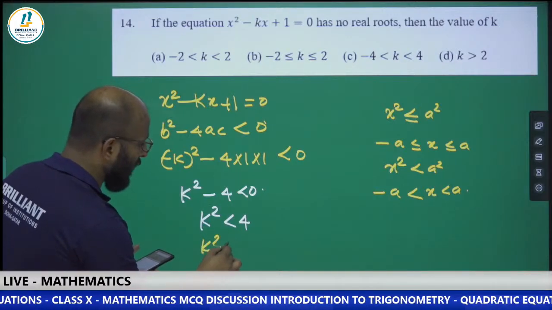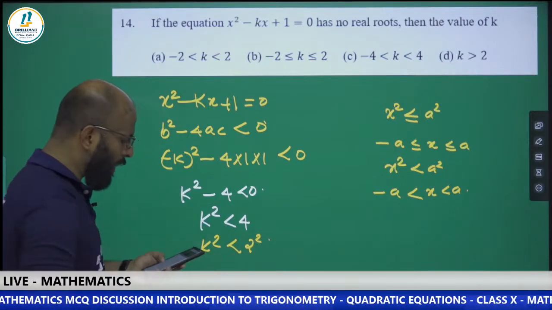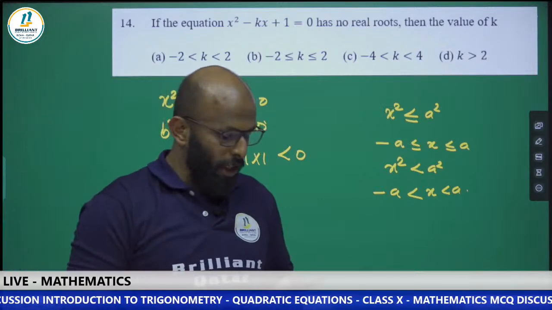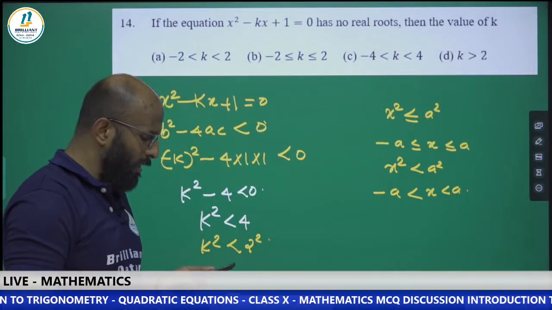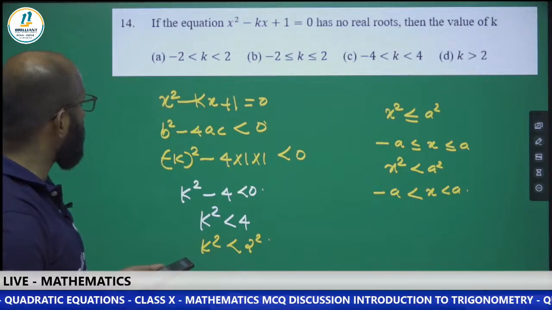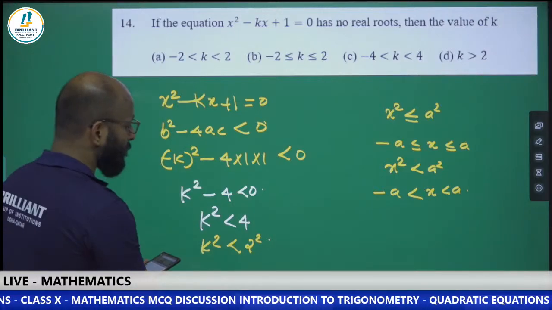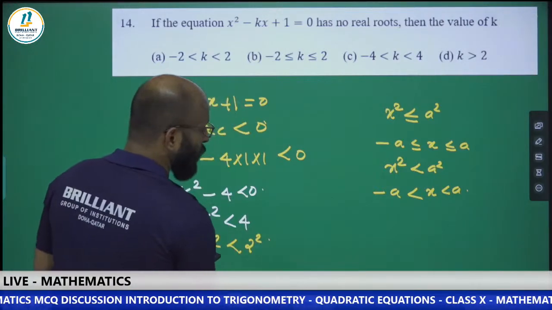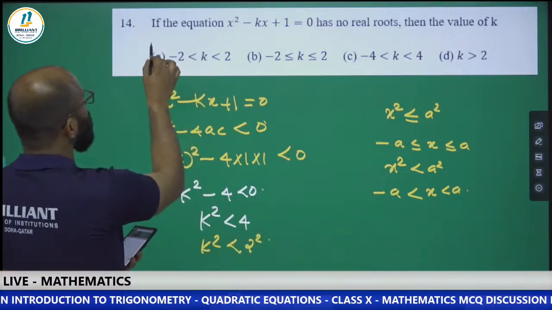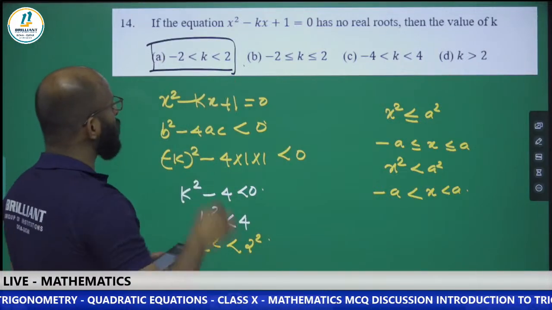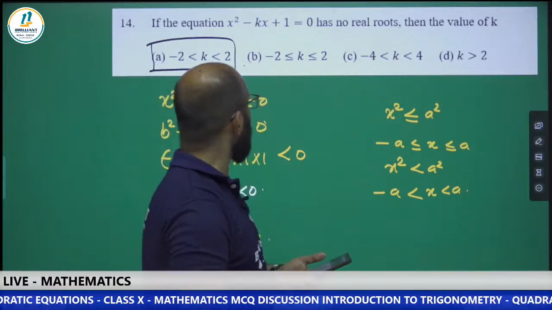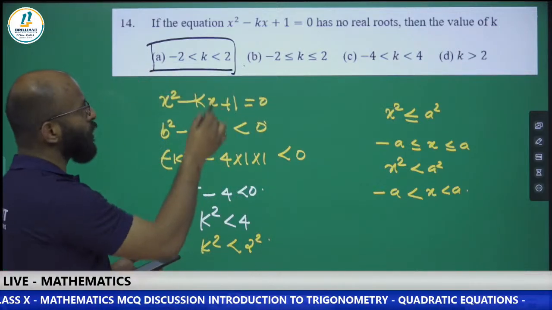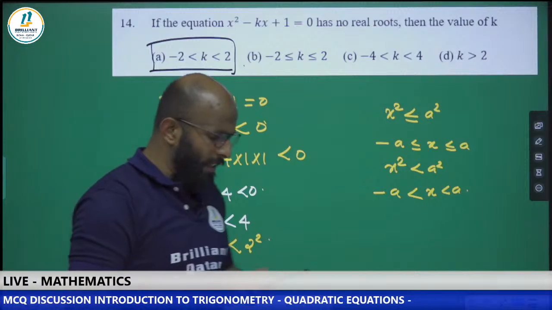So we can write this one, k square less than 2 square. Now tell me then what is the options? Yes, option A: k square less than 2 square, therefore k values vary from minus 2 to positive 2. So our answer is option A, because the equation has no real roots.